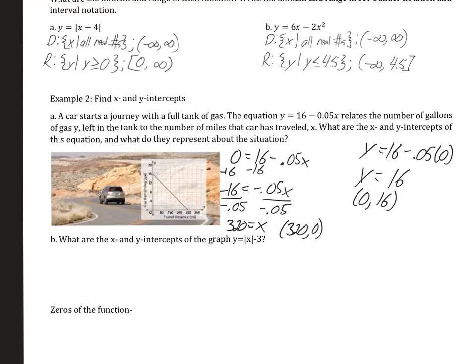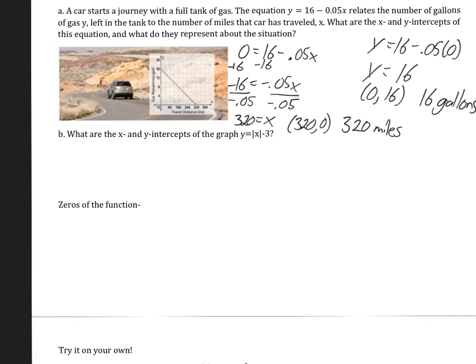Now what does this actually mean? 320. What does x mean again? X is your distance in miles. So I can just write off on the side, it actually just means 320 miles. 16. What does y represent? Y represents the gallons, so 16 gallons. Or within the situation, this is just saying at most your car holds 16 gallons, and the furthest that it could possibly go is 320 miles.